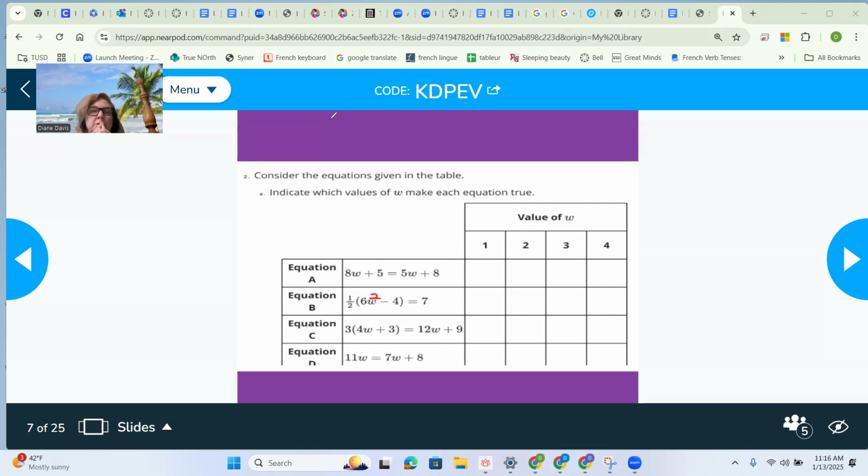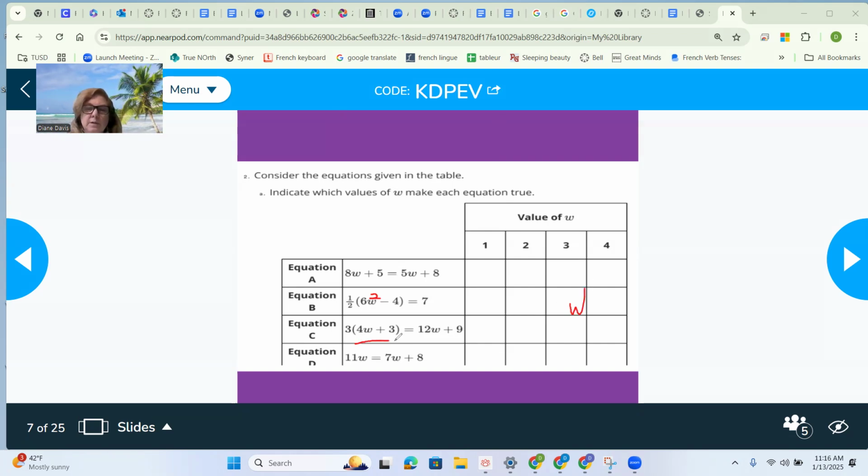What would happen if you put a 3 in there? What's 3 times 6? It's 18, right? 18 take away 4 is 14. So it would be here.